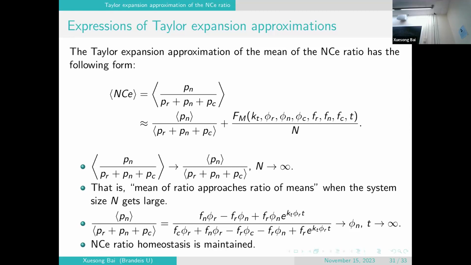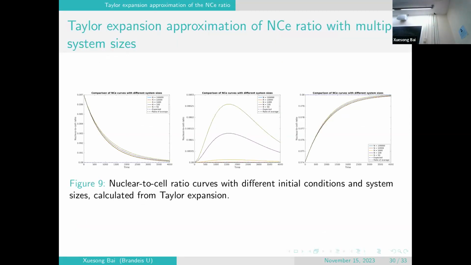So for a fixed combination of these parameters, if we increase the system size, this will go to 0, and this whole mean of the ratio should approach the first term, which is the ratio of the means. This is what I mean in these pictures. When the system size increases, these different curves get closer and closer to this black dashed line, the ratio of the means. It's the same here, here, and here, where if we start from 0.08, the ratio of averages is a flat line at 0.08.